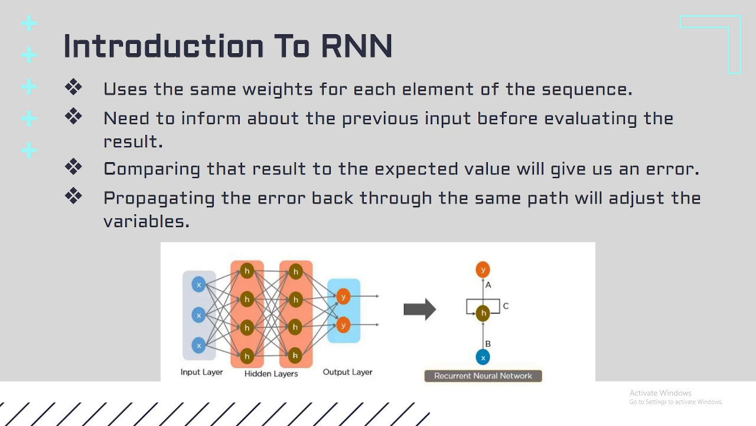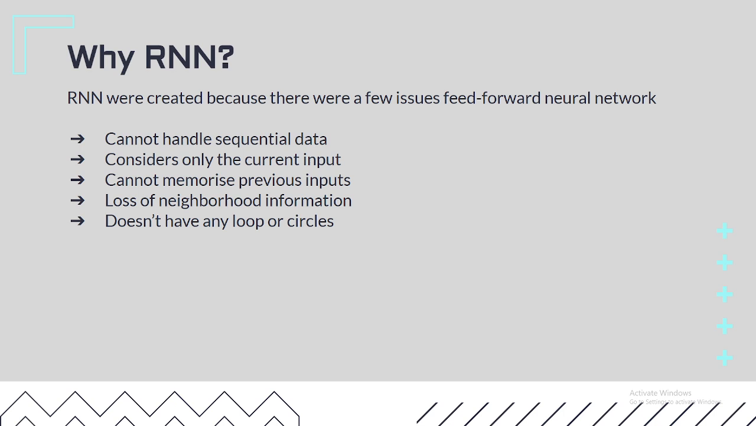After making a prediction, we compare the outputs to the expected result. The difference, the error, is then propagated back through time, updating the weights using a process called backpropagation through time, or BPTT for short. This is how RNN learn: by remembering the past, evaluating the present, and improving for the future.